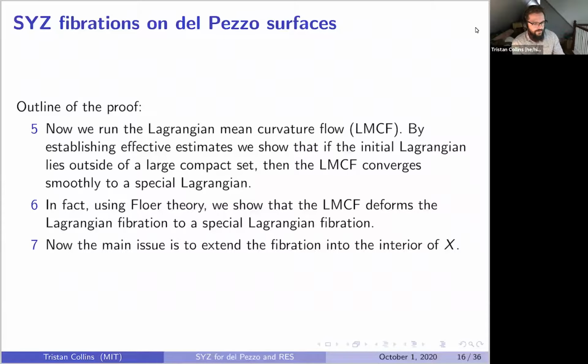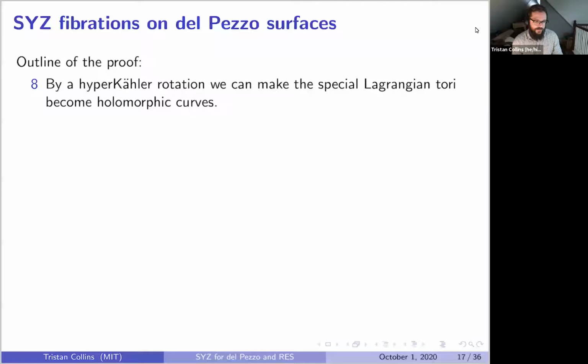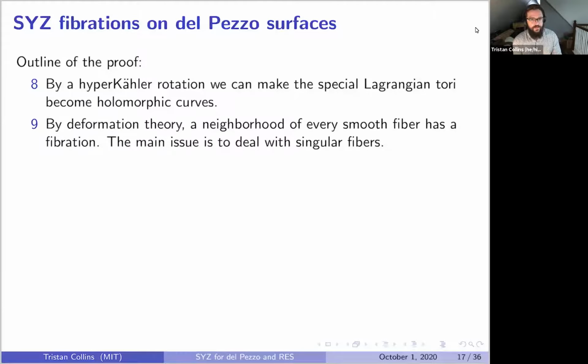Okay, so now at this point, the main issue: we have a special Lagrangian fibration in a neighborhood of infinity, but of course I claimed that there was a global SYZ fibration, so now I need to explain how to extend this fibration from a neighborhood of infinity into the interior of the manifold. So that's done by using a hyperkähler rotation trick. Up until this point, essentially everything except for the Floer theory part works in arbitrary dimension, assuming you have some sort of special Lagrangian to begin with. So now we really start to use the properties of surfaces. By a hyperkähler rotation trick, you can make these special Lagrangian tori become holomorphic curves. And then by the McLean deformation theory, if you have a smooth special Lagrangian torus fiber in your manifold, it sweeps out a local fibration.